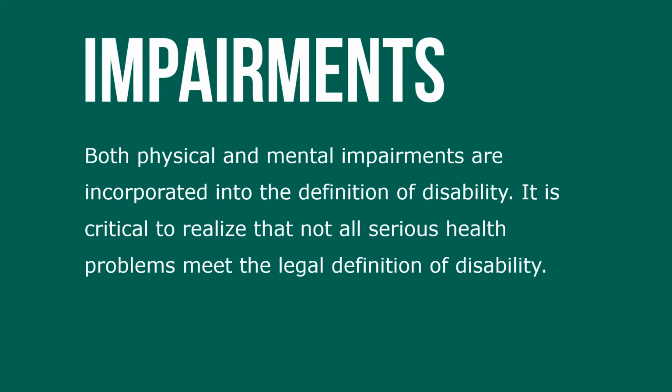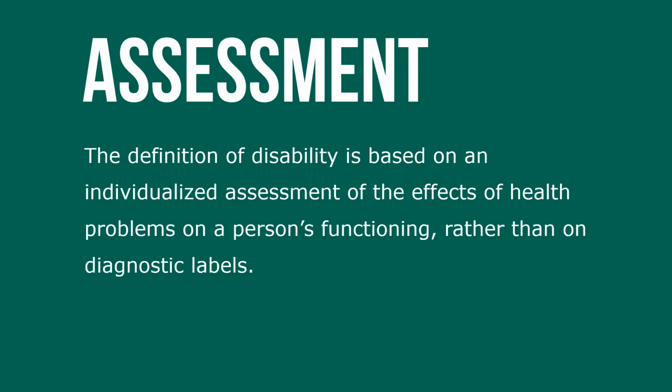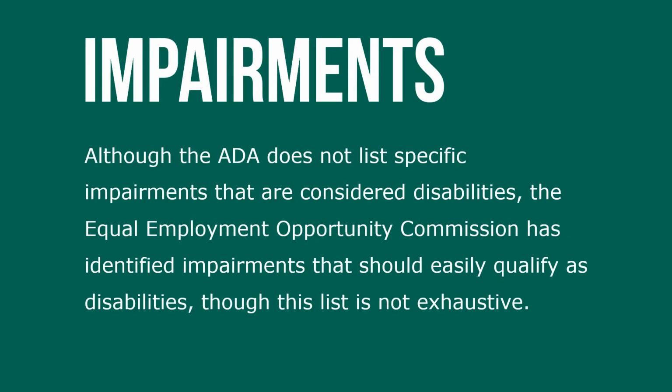Both physical and mental impairments are incorporated into the definition of disability. It's critical to realize that not all serious health problems meet the legal definition of disability. The definition of disability is based on an individualized assessment of the effects of health problems on a person's functioning rather than on a diagnostic label. Although the ADA does not list specific impairments that are considered disabilities, the Equal Employment Opportunity Commission has identified impairments that should easily qualify as disabilities, though the list is not exhaustive.